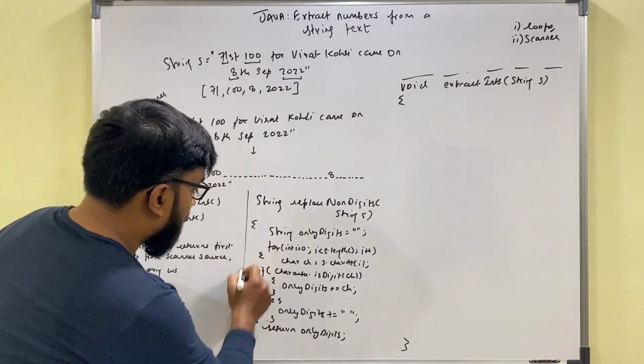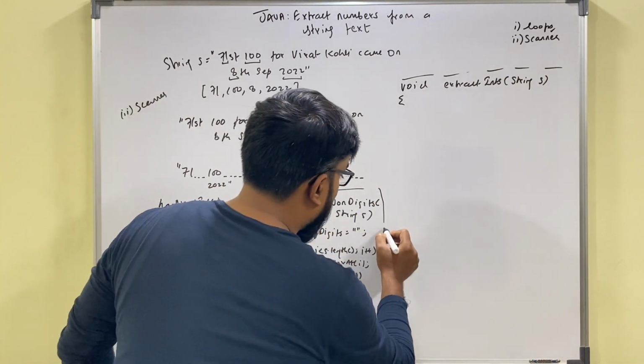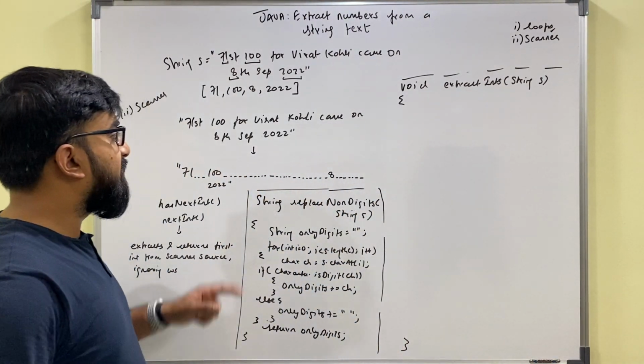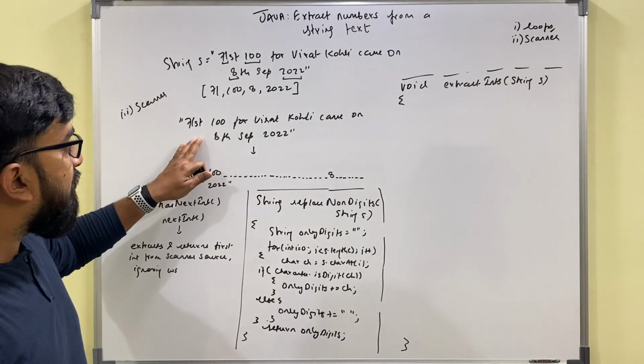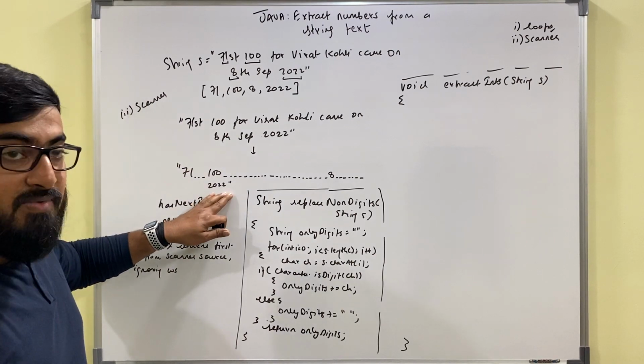Okay, so this is our helper function to remove all the non-digit characters from a string. Alright, so my helper method is done. That is going to remove all the non-digit characters from this string and give me back something like this.